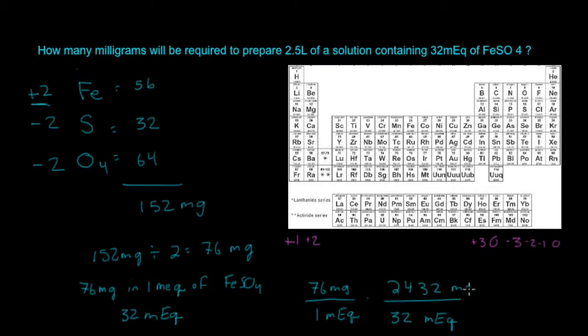Now when we cross multiply and divide, that's going to give us 2,432 milligrams. So the question's asking how many milligrams will be required to prepare 2.5 liters of a solution containing 32 mEqs of iron sulfate. The answer is going to be 2,432 milligrams.